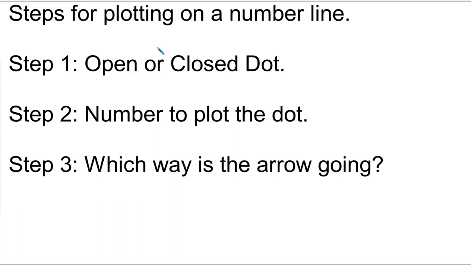Step number 2, find the number to plot the dot. If it's just x is less than 6, that's very easy. You know it's on 6. But if it's x plus 12 is greater than 8, you have to solve for it to get x all alone, and then you will be able to find the number to plot the dot. Step 3, which way is the arrow going? That is the tricky part, okay? You cannot mess that up.